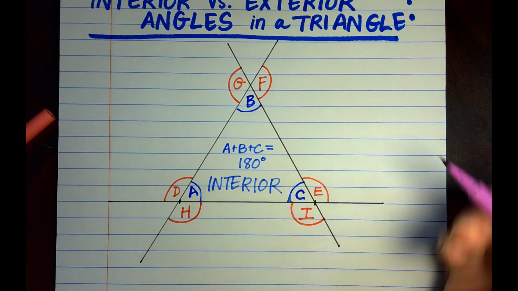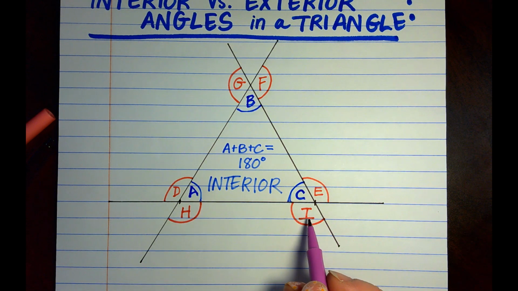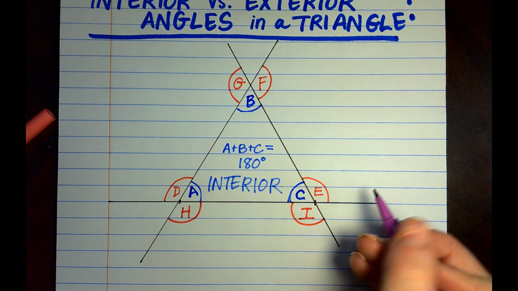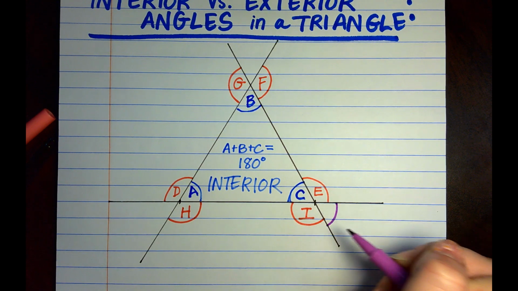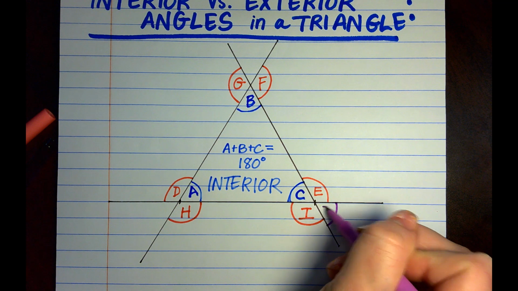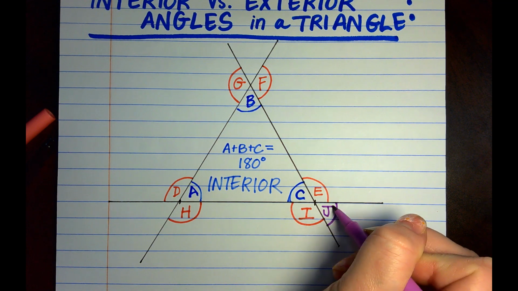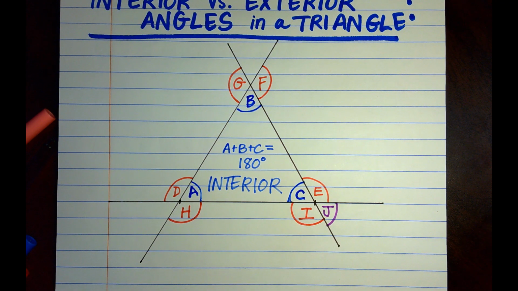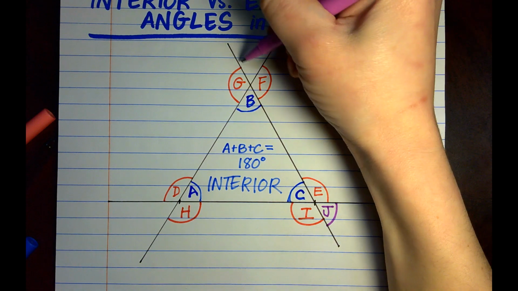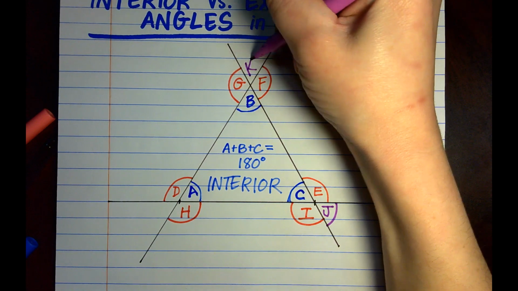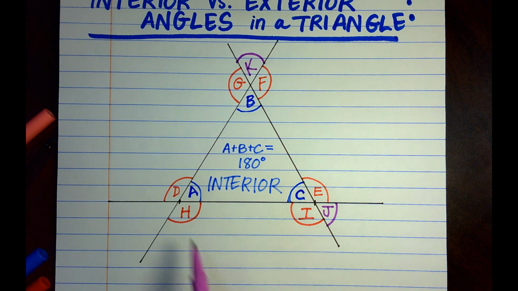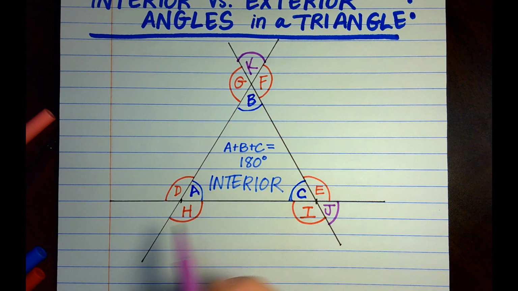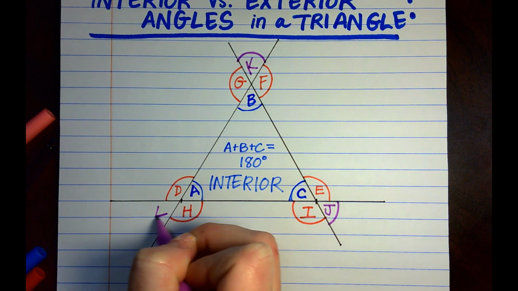Use purple. So we just finished on I. Let's call this one with E and I J. We'll call the one at the tippy top K. Call the last one between D and A, we'll call that L.